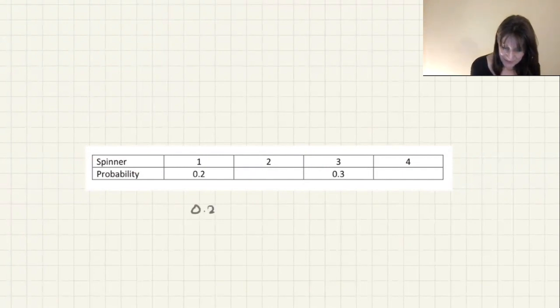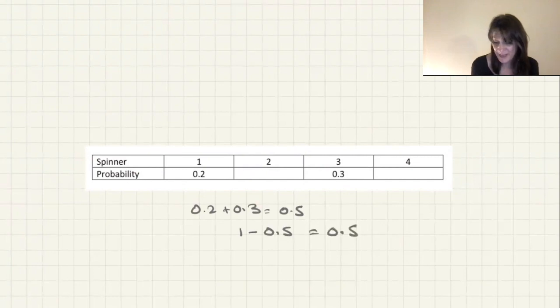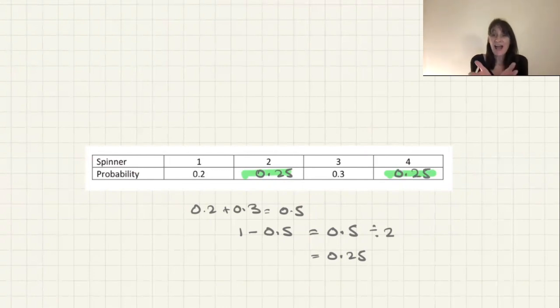Okay, so 0.2 plus 0.3 is 0.5. And 1 take away 0.5 is 0.5. So I know that these 2 blanks added together is going to be 0.5. So if I divide that by 2, I would get 0.25, and those are the missing numbers that would go in there. So I'm just sharing it out equally. If I'm not supposed to share it out equally, they will make it clear in the question. So that's being shared out equally.